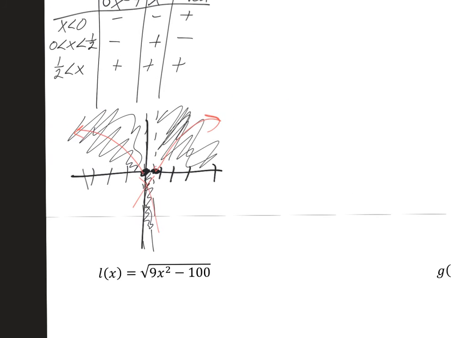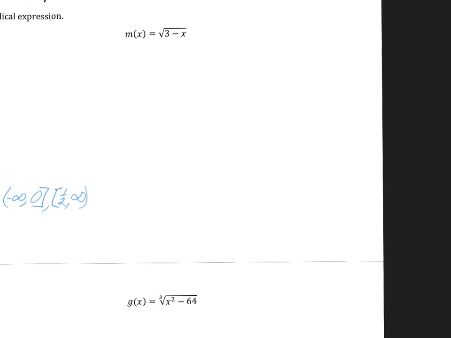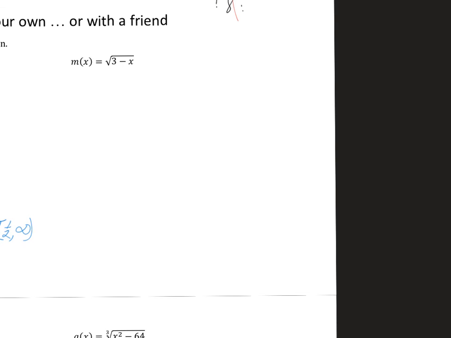So my final domain, we can write it over here. My final domain is going to be from -infinity all the way until 0. And then from 1/2 to +infinity. Okay, now I want you to try out this next one.